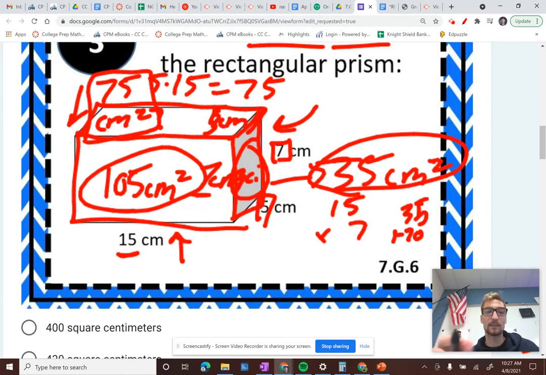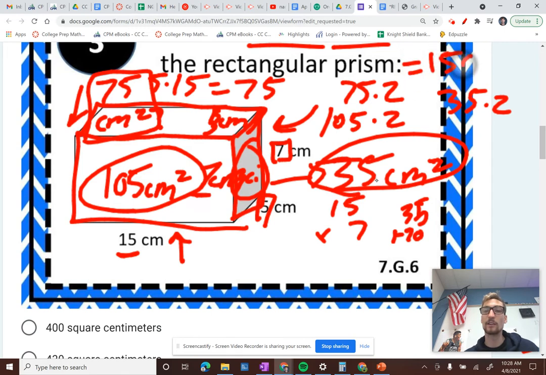So I hope that makes sense what I'm saying. In other words, we can see the top of the rectangular prism. We can't see the bottom, but we know the top is going to be the same measure. So we have to do 75 times 2, 105 times 2, and 35 multiplied by 2. And so here we're going to get 150, 105 times 2 is going to give us 210, and 35 times 2 is going to give us 70.